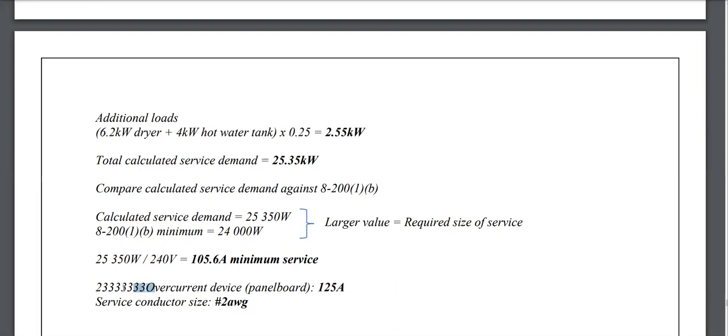Now, I have no idea why there is a 23 million number there. It's a typo. Overcurrent device for the panel board is going to be 125 amps, and the service conductor size for this particular unit will be a number 2 AWG. Now remember, these two values, number 2 AWG service conductor was taken from table 2, 75-degree column, and the overcurrent 125 amp was taken from table 13 based on the ampacity of this wire.